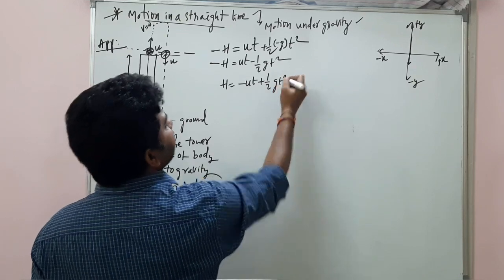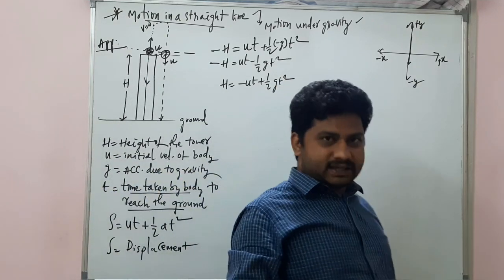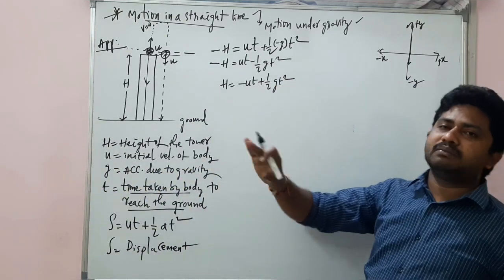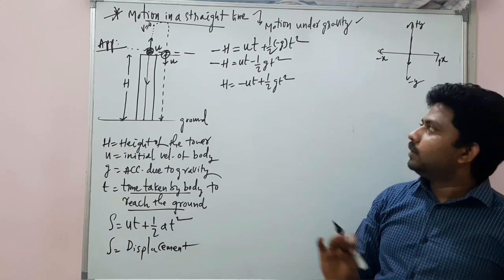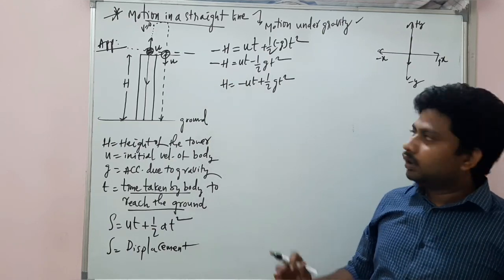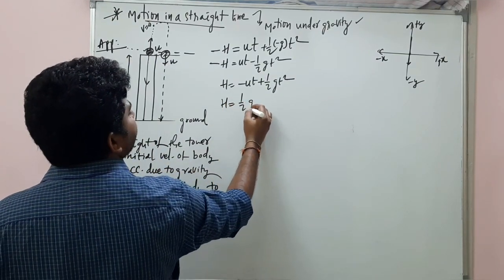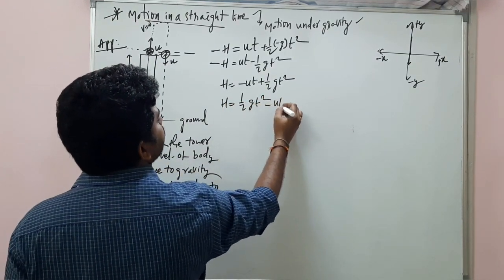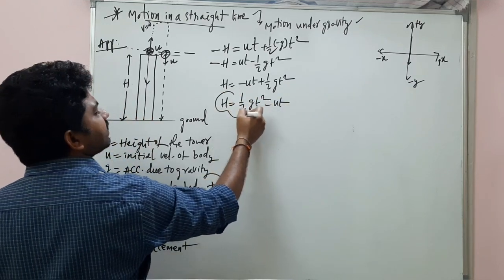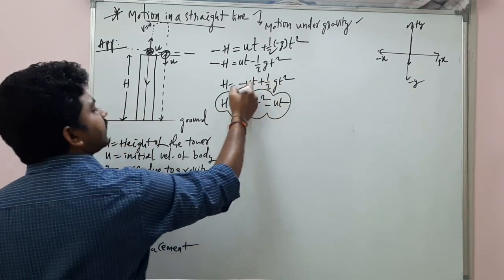My dear students, I have just done the multiplication on both sides with the negative sign because I don't want this minus. Now you finally get h is equal to half gt square minus ut, my dear students. Half gt square minus ut.